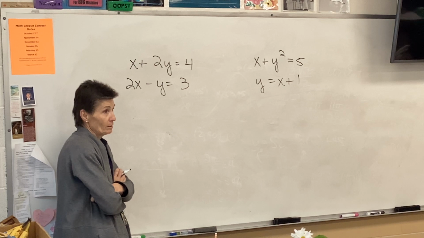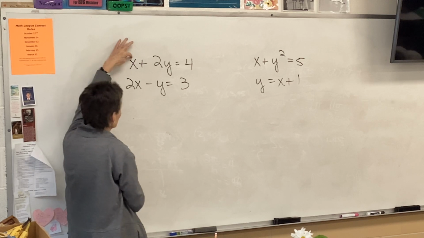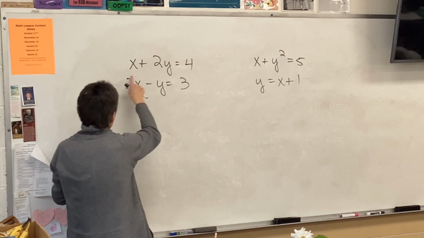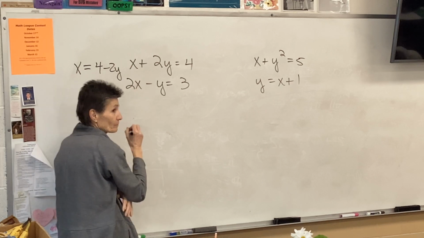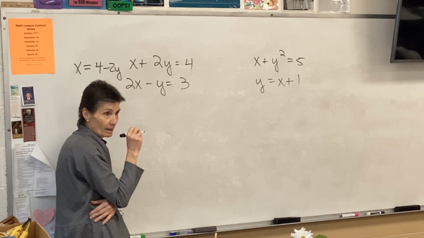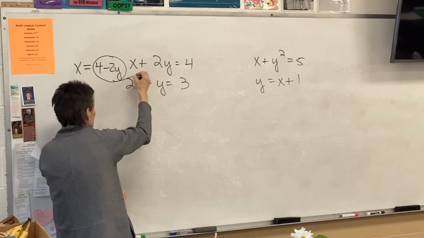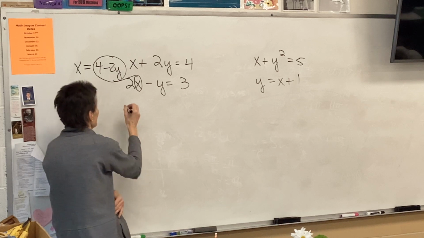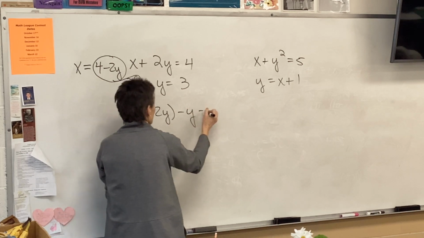Get a variable by itself. You can pick, it doesn't matter, but I think it would be easiest to get this guy by himself. So I can rewrite that equation as x equals 4 minus 2y, right? And then I will take this and substitute it in right here, because that's what x equals. So 2 times (4 minus 2y) minus y equals 3.